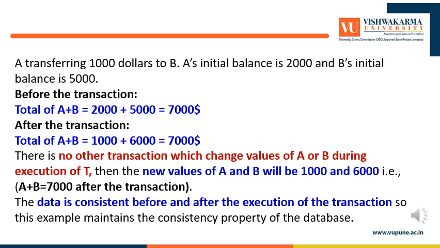If there is no other transaction which changes the value of A or B during execution of T, then the new values of A and B will be 1000 and 6000. A plus B is equal to 7000 after the transaction. The data is consistent before and after the execution of a transaction. So this example maintains the consistency property of a database.